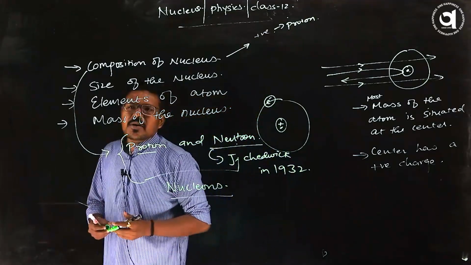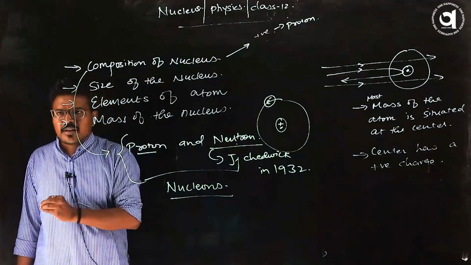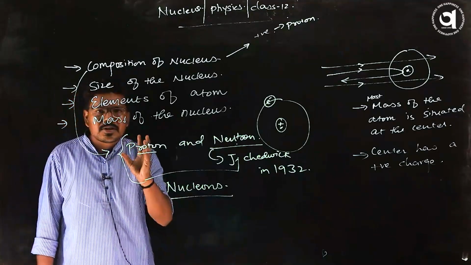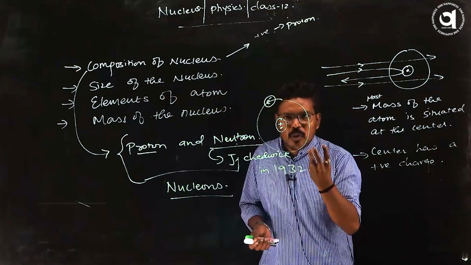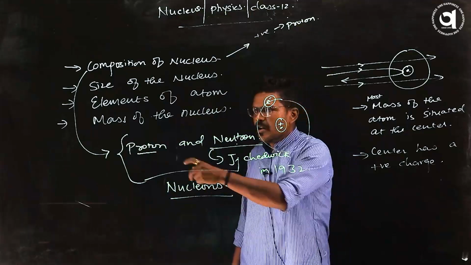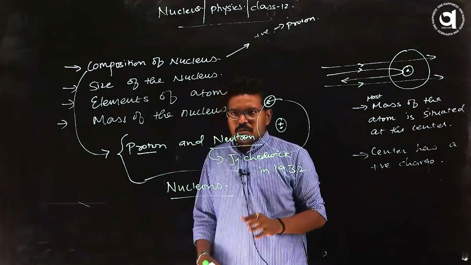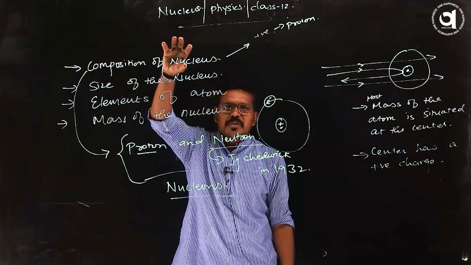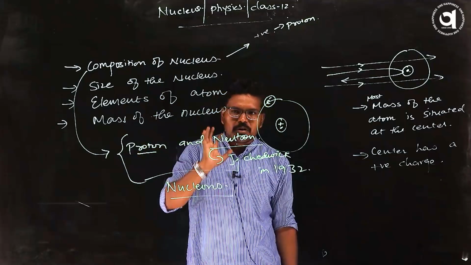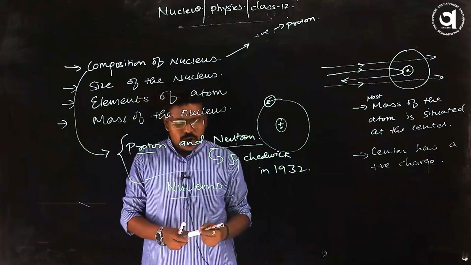So if somebody asks you which particles are there in the nucleus, you can say that nucleons are present. What are nucleons? Nucleons are protons and neutrons. I hope it is clear to you that the nucleus is made up of protons and neutrons. Now we will move on to the size of the nucleus.